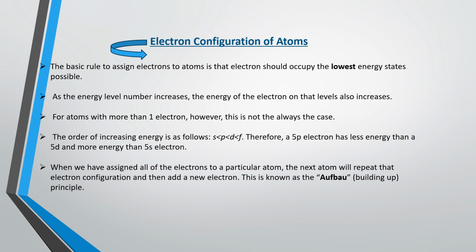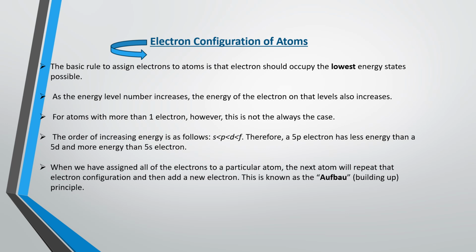Electron configuration of atoms. The basic rule to assign electrons to atoms is that electrons should occupy the lowest energy states possible. As the energy level number increases, the energy of the electron on that level also increases. For atoms with more than one electron, however, this is not always the case. The order of increasing energy is as follows: s, p, d, f. Therefore, a 5p electron has less energy than a 5d and more energy than a 5s electron.